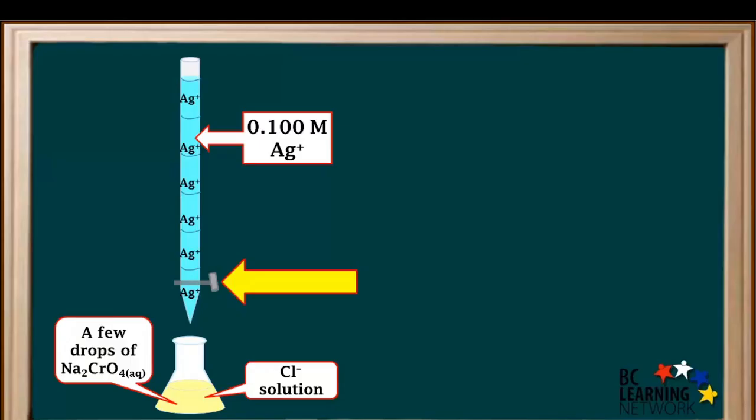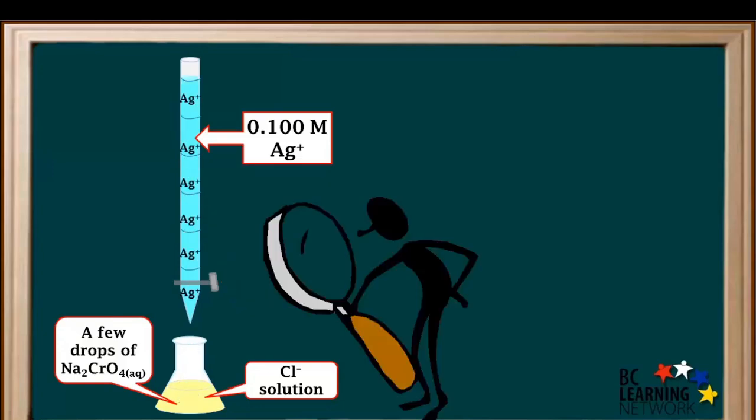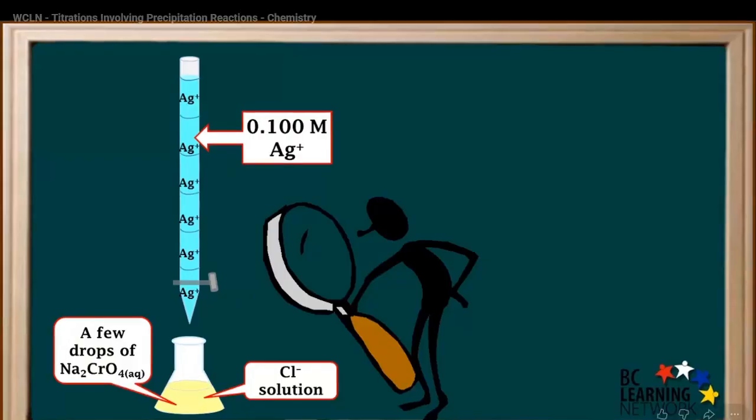In a titration, we briefly open the stopcock. The solution in the burette drips into the flask, bringing Ag+ ions with it. I like this little animation. You can see the Ag dripping in, yeah? Let's take a closer look at what happens in the flask as silver ions are added to it.